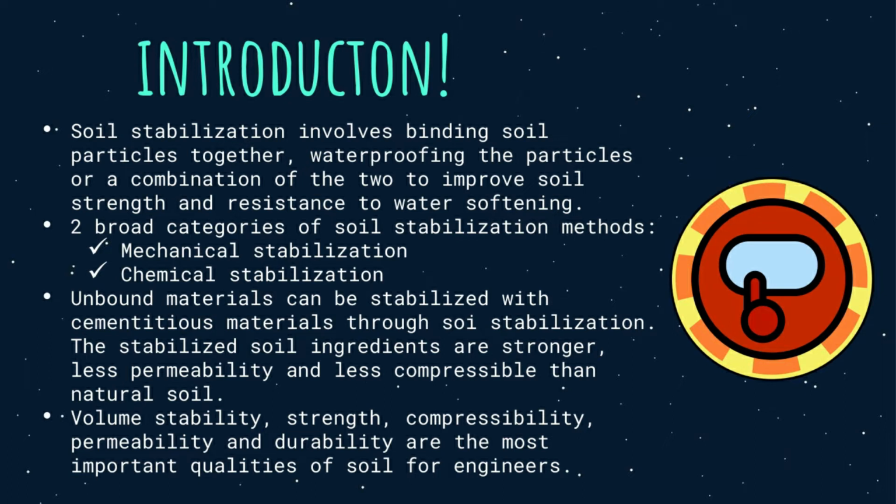The next one, chemical stabilization. To reach the optimum effect, soil stabilization is mostly dependent on chemical reaction between the stabilizer, which is cementitious material, and the soil materials, which is pozzolanic materials. Unbound materials can be stabilized with cementitious materials through soil stabilization. The stabilized soil ingredients are stronger, less permeable, and less compressible than natural soil. Volume, stability, strength, compressibility, permeability, and durability are the most important qualities of soil for engineers.